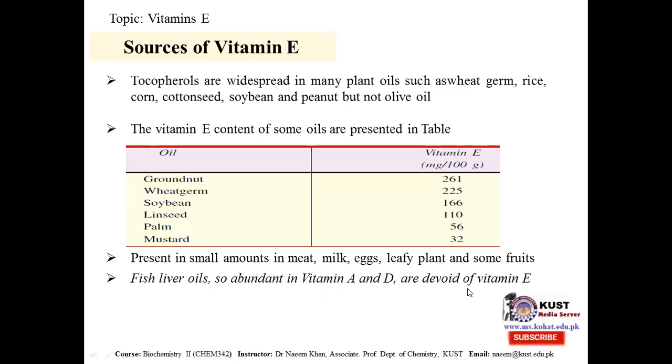Vitamin E is not available in that, so we must note that if we are taking fish liver oil, we must not assume that vitamin E is enough in the body. So vitamin E is not available in the fish liver oil.